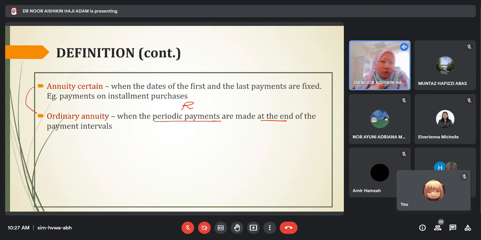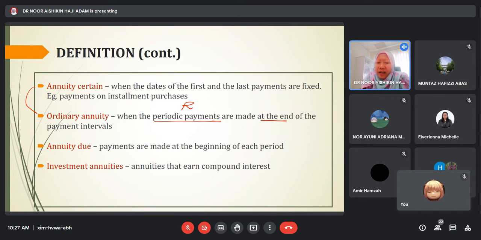So we know when the first date is and when the last date is going to be, and all payments or investments for that matter are made at the end of the payment intervals. Okay, kita combine ni dia jadi ordinary annuity certain. Annuity due kita tak buat, macam contingent tadi pun kita tak buat. Payments are made at the beginning of each period. Just for you to know. Tapi we are going to look at ordinary annuity certain.